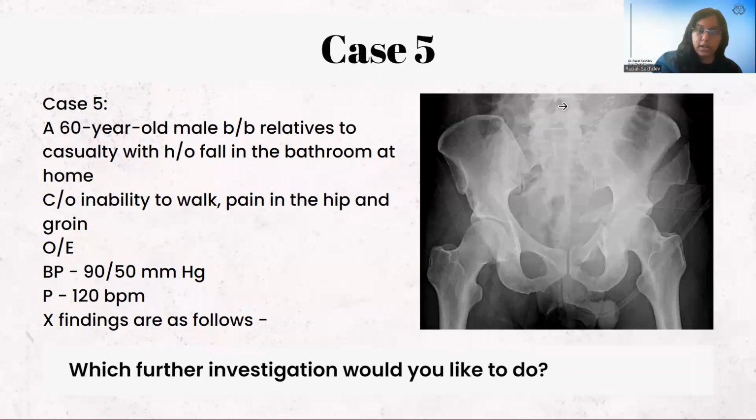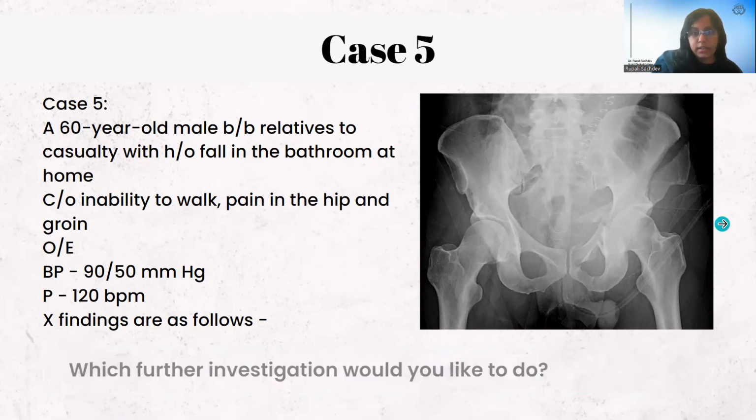Yes. So you can do a CT. Another thing you would like to do is a FAST. You want to do a USG, you want to do a FAST to check for internal bleeding. You're looking for free fluid in the peritoneum and the thoracic cavity. You're also going to do a CT to clearly visualize the fracture and accordingly proceed for management.